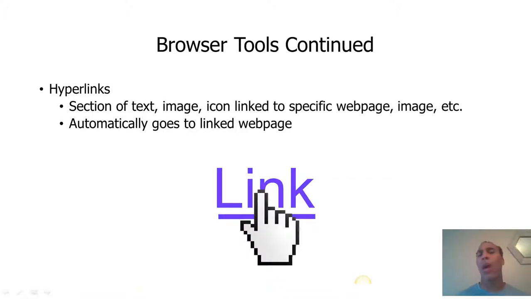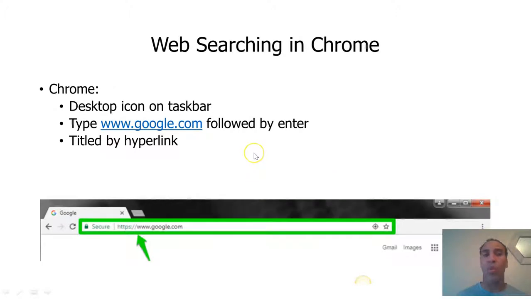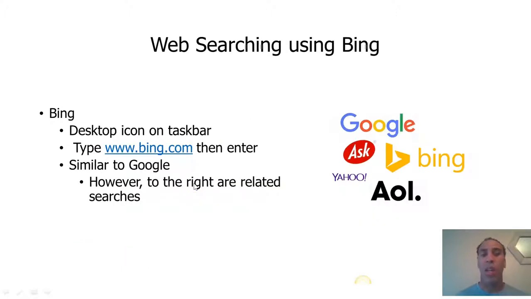Browser tools. So we talk about hyperlinks. You see the little blue text, like a hyperlink. You just click on that and it takes you somewhere because they put a link there to take you to a different website. So that's a section of text, image, or icon linked to a specific web page or image, and it automatically goes to the linked web page. When you're web searching in Chrome, you have your desktop icon on the taskbar, right? Type in www.google.com followed by enter, and boom, it comes up.